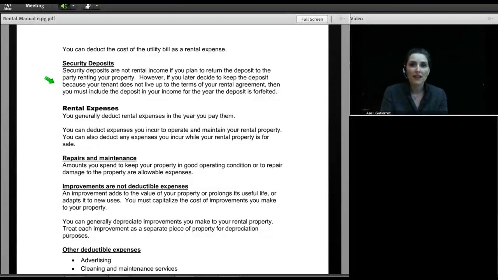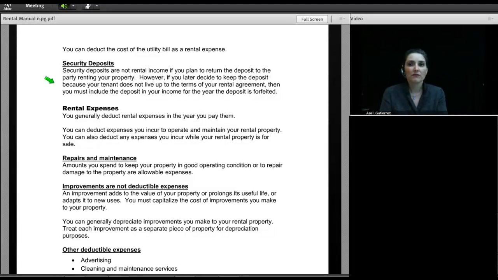Now, if at the end of the agreement you've trashed the place, or not even trashed the place necessarily, but you've left it so that the landlord has to go and do some serious repairs or clean up after you, the landlord at that time would take the cost of those repairs or cleanup from your deposit. And at that time, the deposit would become income to the landlord.